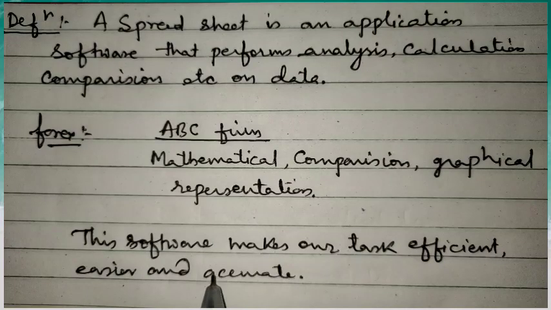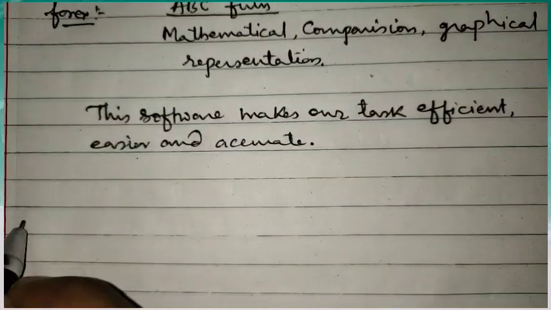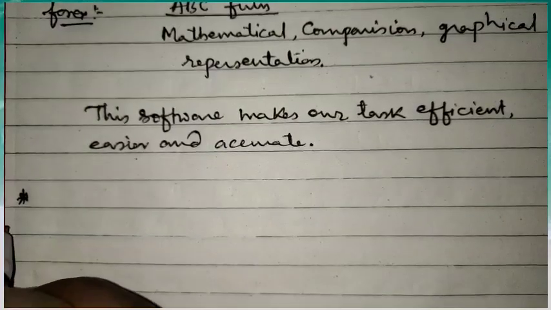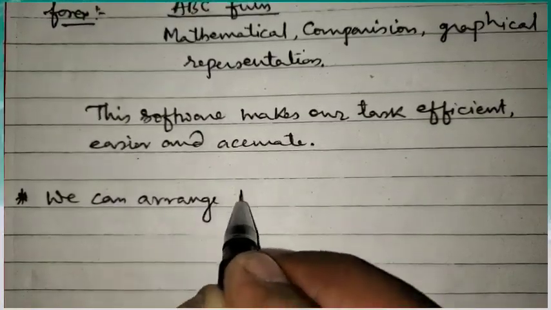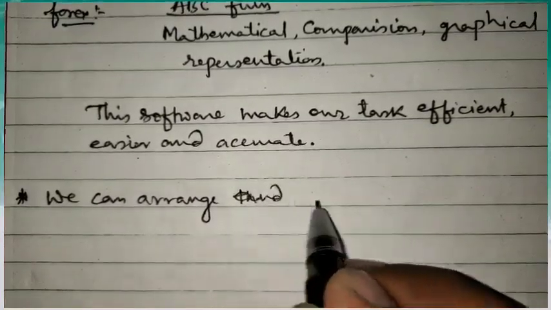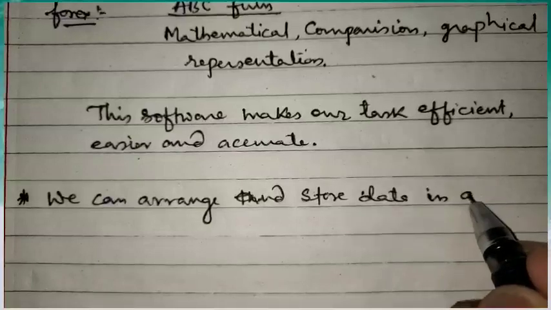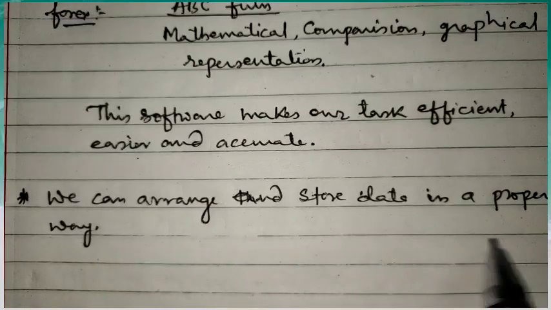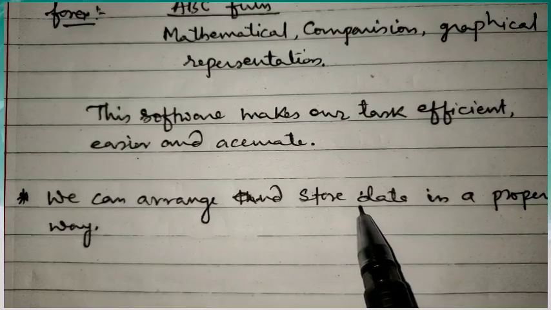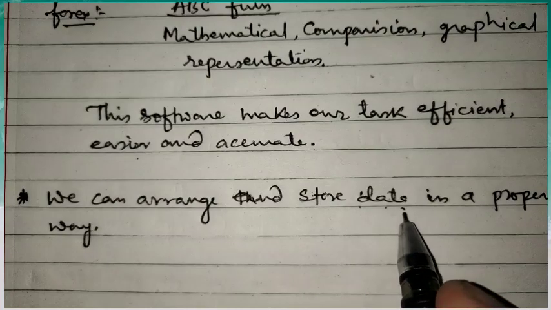Now, what things can we do by using this spreadsheet software? Let us understand it point-wise. First, we can arrange and store data in a proper way. It means when this data is organized, that data is known as information. It means that we can arrange this data to make information.